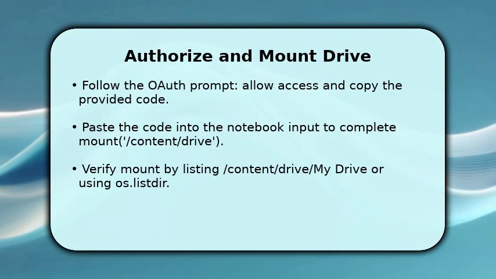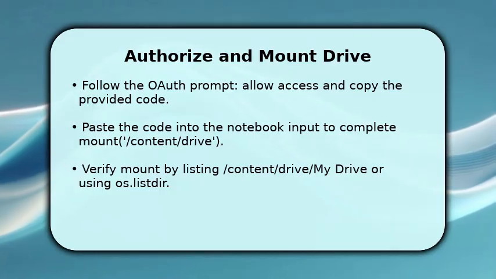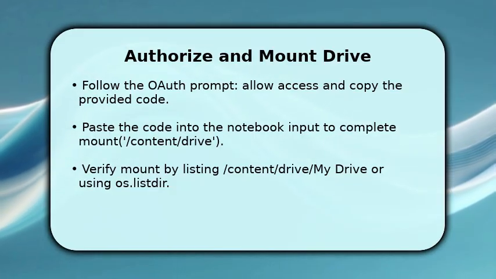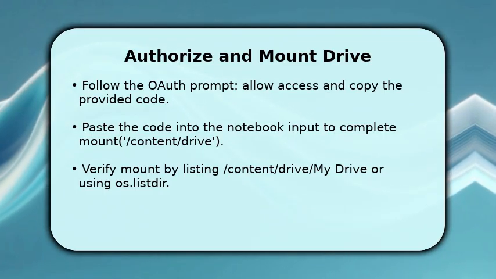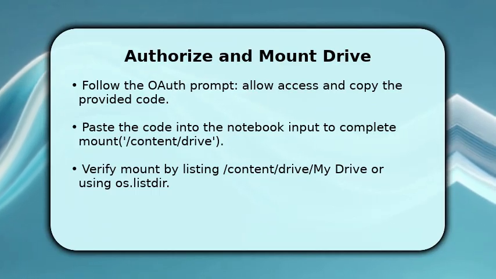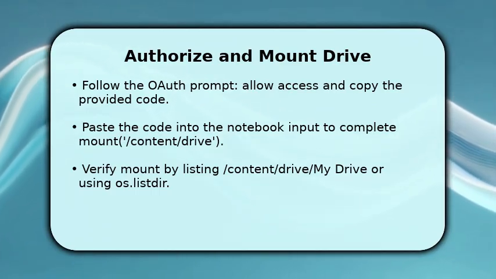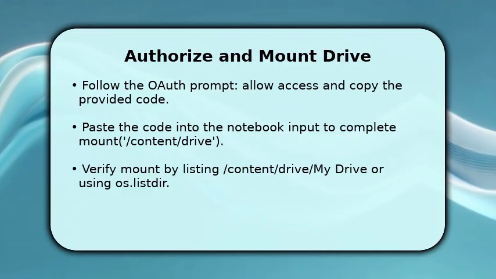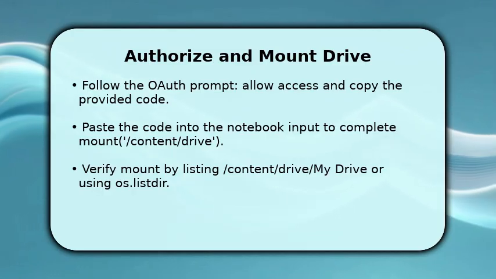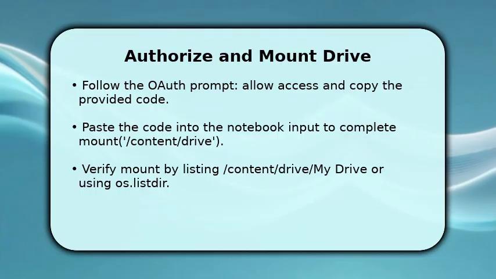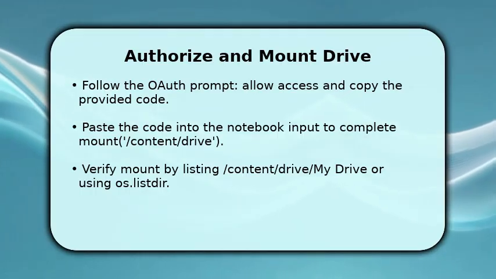You will see an authentication URL after running mount. Click it, select the same Google account, and grant permission. This returns an authorization code. Once you paste that code into the notebook prompt, Colab finalizes the mount and creates /content/drive. Make sure to verify access by listing files or opening /content/drive/MyDrive so you confirm read and write permissions.